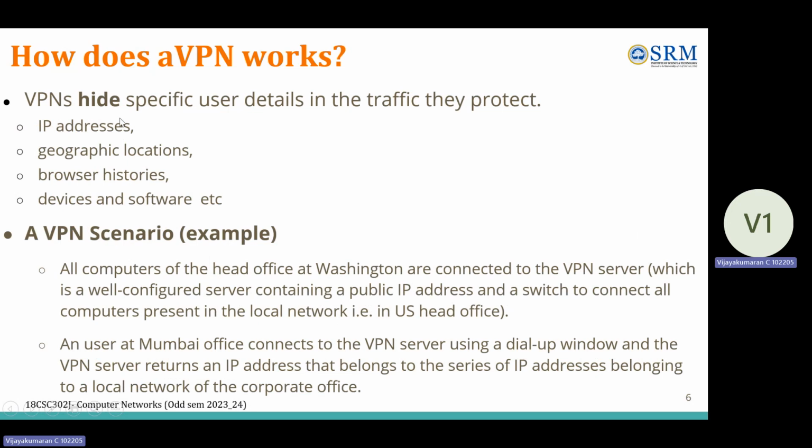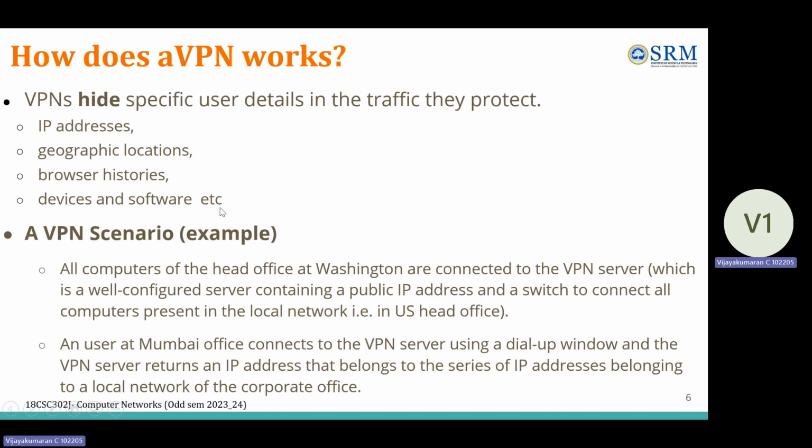So a VPN hides specific user details in the traffic it protects. What are the details it hides? The IP addresses, geographic locations, browser histories, device and software, etc. All this information is hidden in the tunnel, so the hackers cannot get the details about the parties involved in the communication.